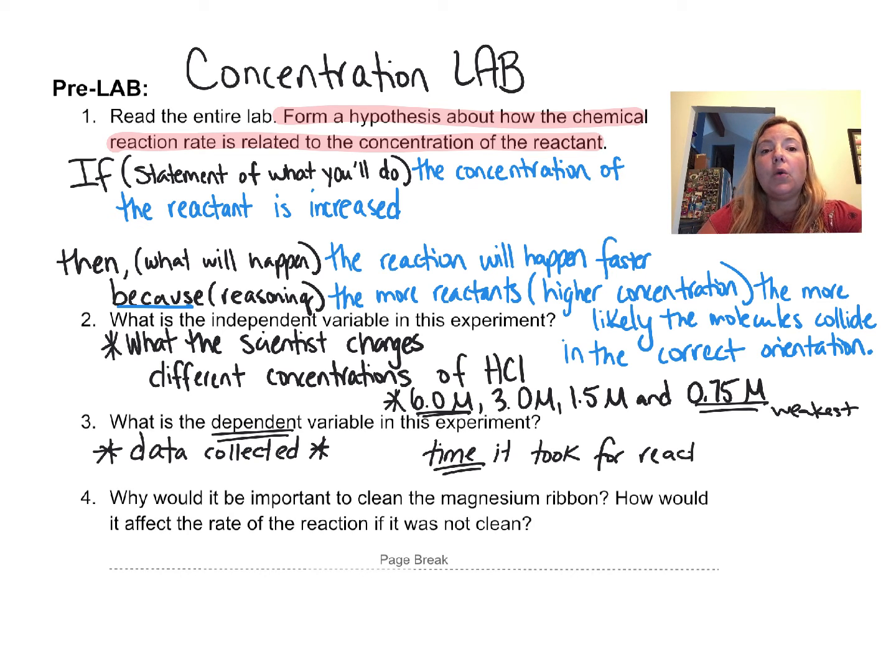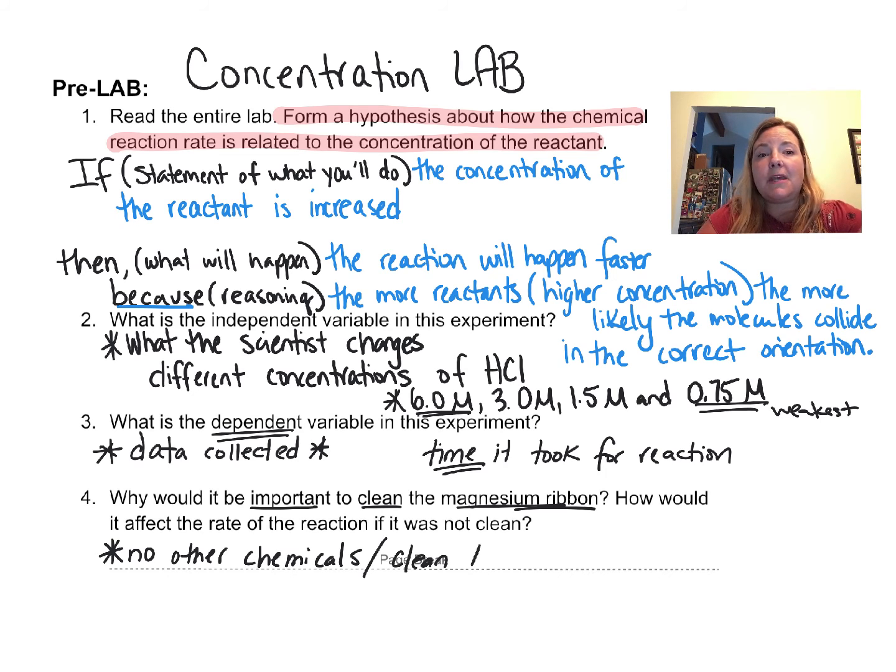And then number 4, why would it be important to clean the magnesium ribbon? Well, it would be important so that we make sure that there's no sort of oxidation, no other chemical on that magnesium ribbon. If we don't clean off that magnesium ribbon, then all of the magnesium is not going to be exposed, and we're not going to have an actually good reaction rate recorded.